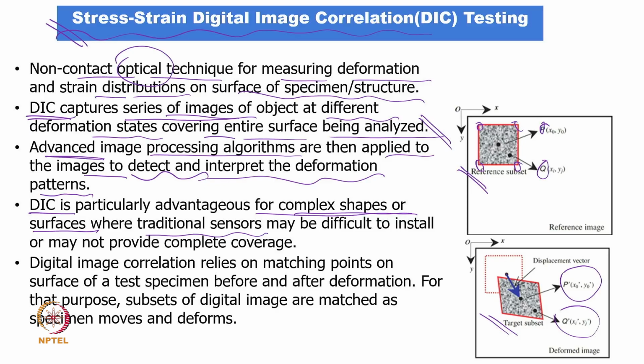And then as I mentioned, it covers a complete surface, not only the localized one, but the complete surface. So, that is why it is important. Sensors are difficult to mount on complex surfaces, so images will be a better option compared to those sensors. Now, digital image correlation (DIC), as I say, relies on matching points.